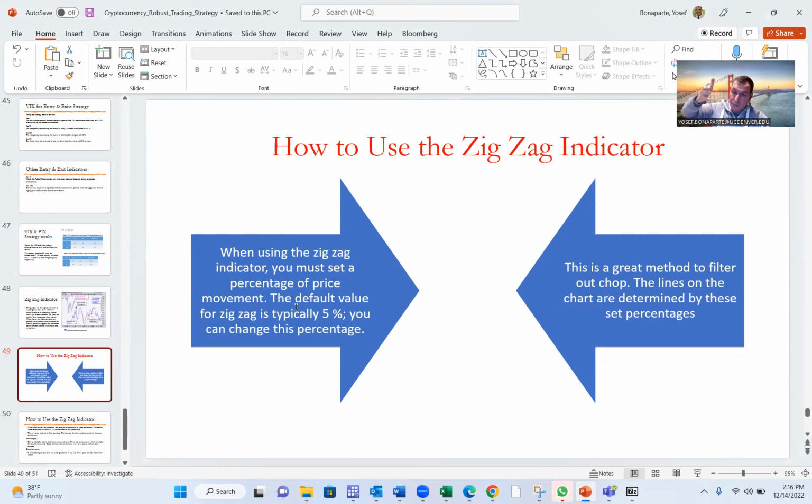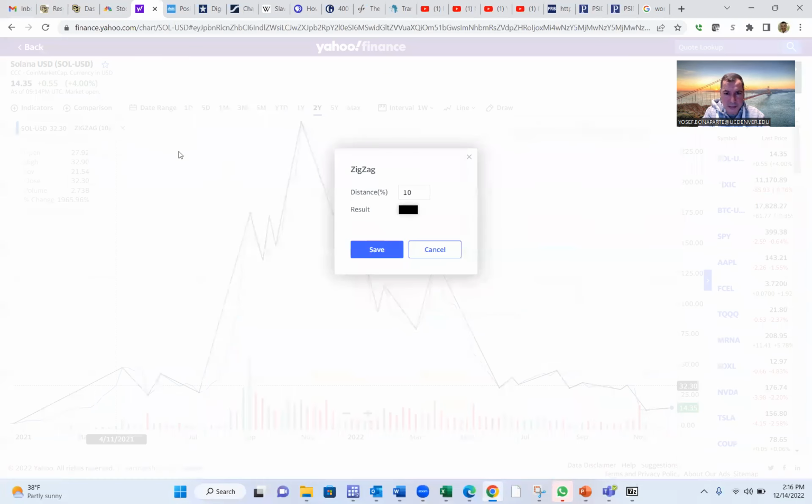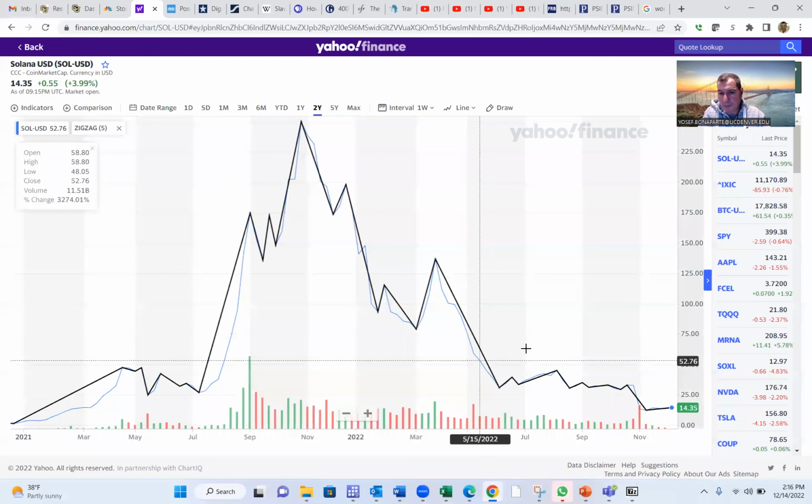If the price moves more than 5% down, then that means there is a problem, so exit. If the S&P quickly drops 5%, then exit. If it's going up by 5%, then buy. This is a great method to filter out chop. The lines on the chart are determined by this percentage setting. Here I did 10%, but if you do 5%, your zigzag will be slightly different.